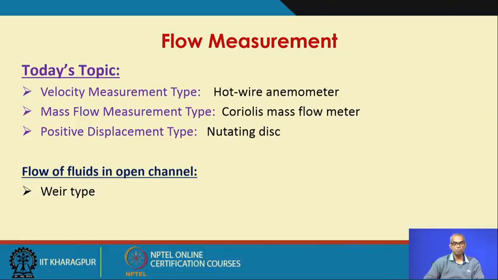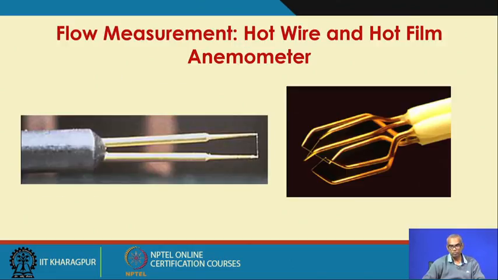So, under velocity measurement we will talk about hot wire anemometer. Under mass flow measurement type we will talk about Coriolis mass flow meter. Under positive displacement type we will talk about rotating disc, and for flow of fluids in open channel we will talk about wear type flow meters. What you see are images of hot wire anemometer.